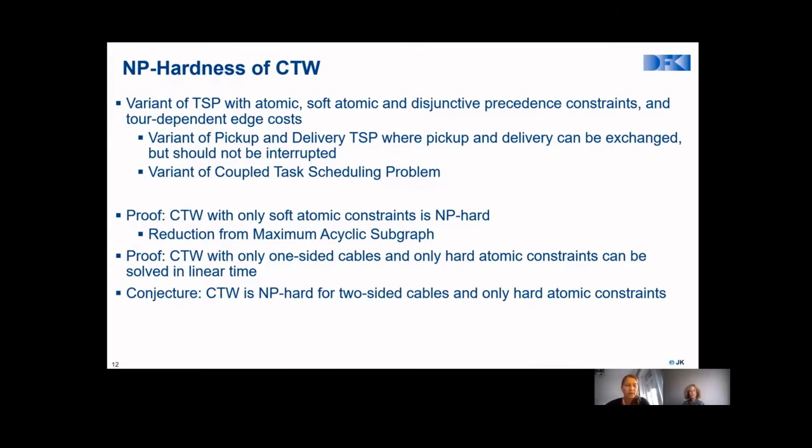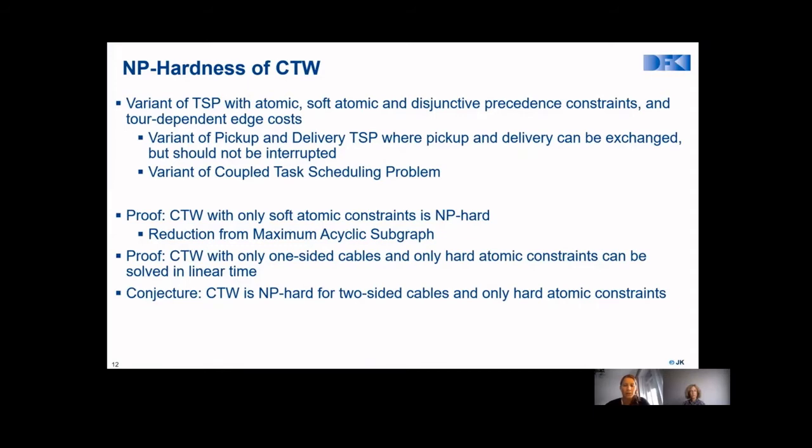It can also be seen as a variant of the pickup and delivery TSP problem, where the pickup and delivery correspond to the cables or the 2-sided cables. And the pickup and delivery locations can be exchanged, but they should not be interrupted, but follow one another directly. Finally, the CTW problem can also be seen as a variant of the coupled task scheduling problem, where the coupled tasks again correspond to the wiring of 2 ends of the same 2-sided cable.